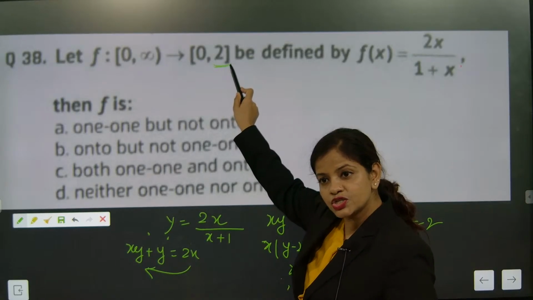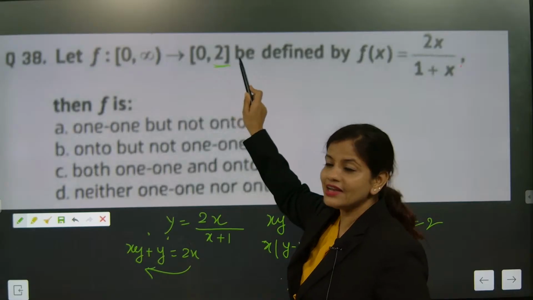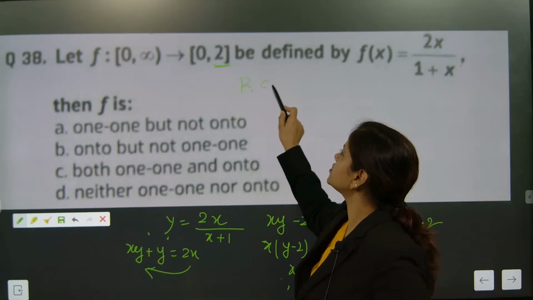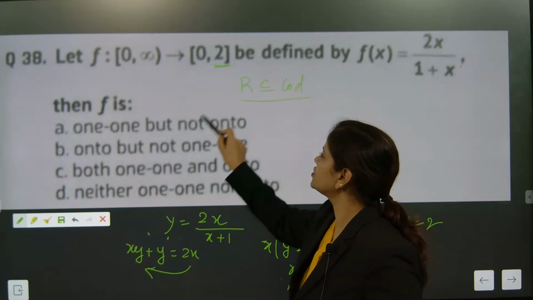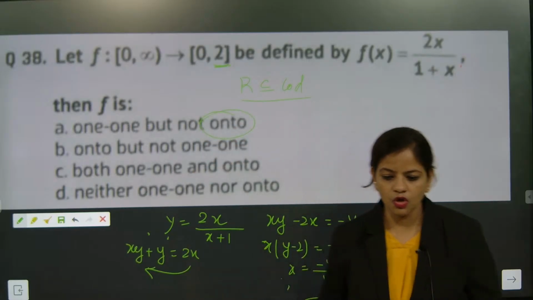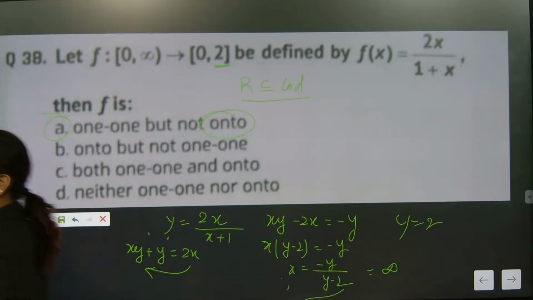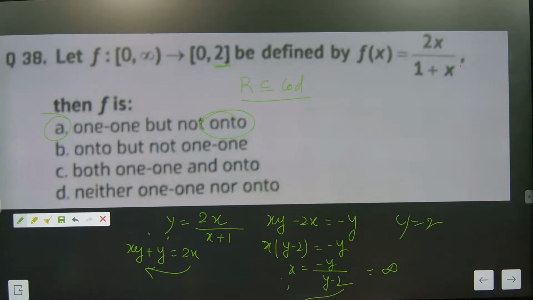They told us the range should be 2. Can I add the range as 2? No. So here itself the range is not the codomain. Range is a subset of codomain. So it is not going to be onto. So option A will become the correct answer. Analysis has to be done like this.